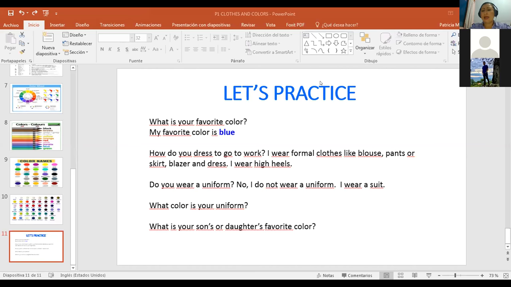O puede decir, a short sleeve shirt. Y describir un poco cómo se viste. O también puede responder, I wear informal clothes or casual clothes. Porque hay trabajos que son más casuales, más informales, depending, right? Okay, teacher, thank you. So the difference is in the names, in the vocabulary of the clothes. La diferencia está en los nombres de las prendas, ¿verdad?